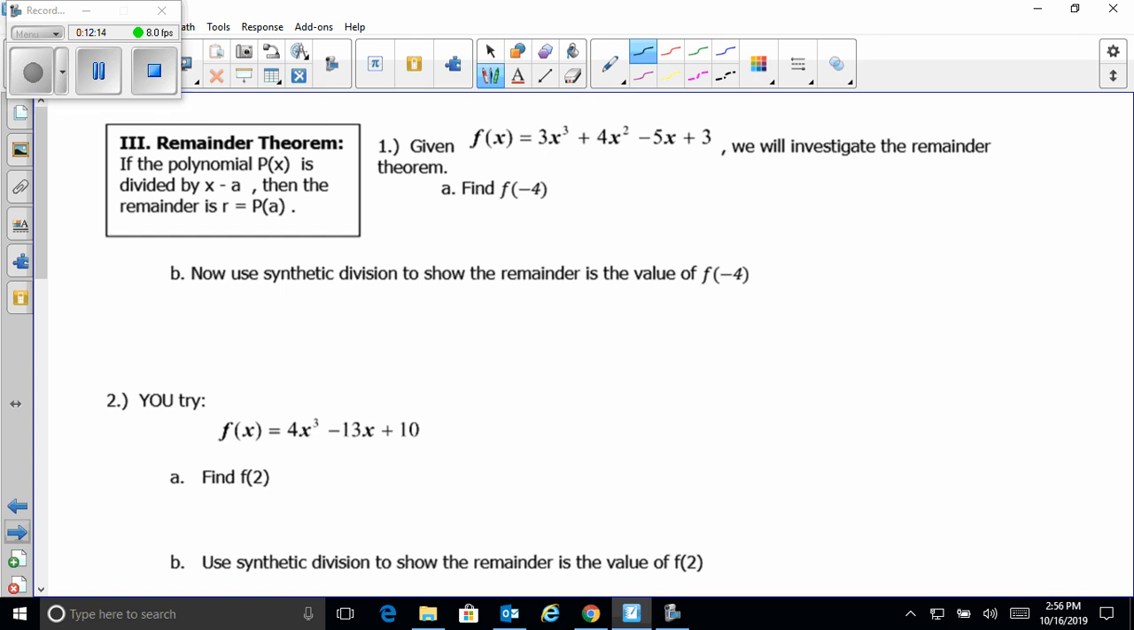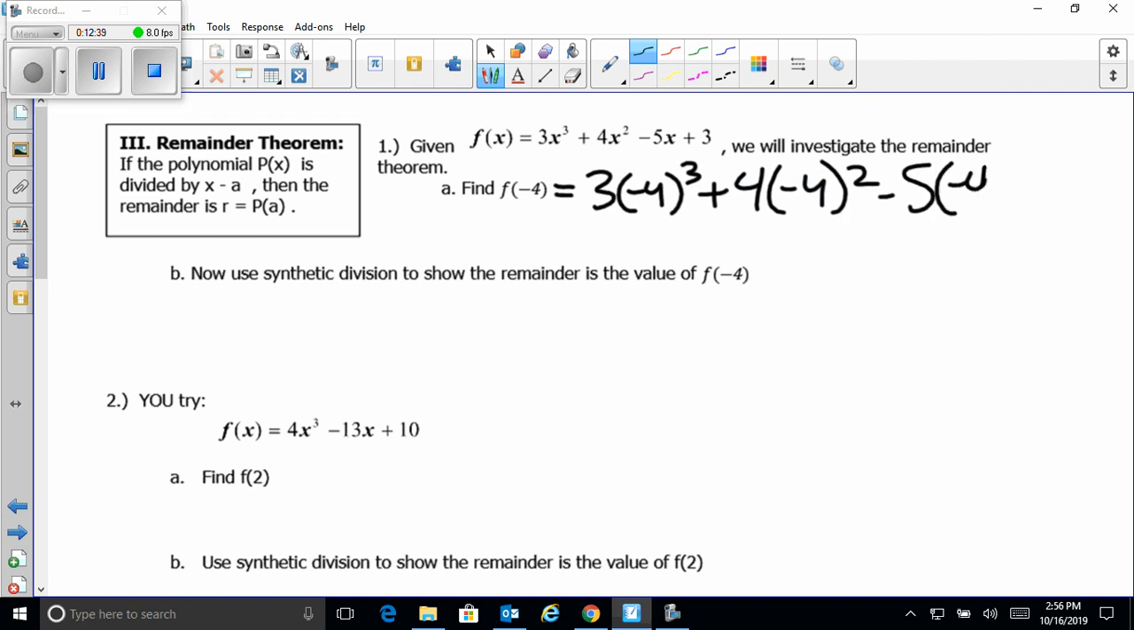All right, now we're going to look at the remainder theorem. If a polynomial p of x is divided by x minus a, then the remainder is r, which is equal to p of a. So what does that mean? Well, let's do this one. Let's evaluate this function at negative 4. 3 times negative 4 cubed plus 4 times negative 4 squared minus 5 times negative 4 plus 6. Put that on our calculator.